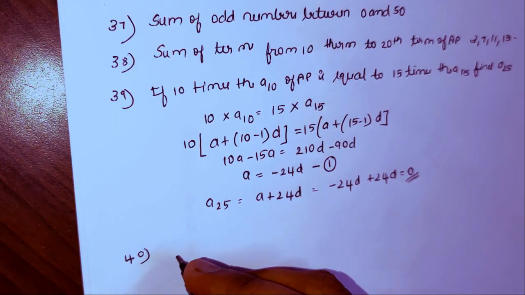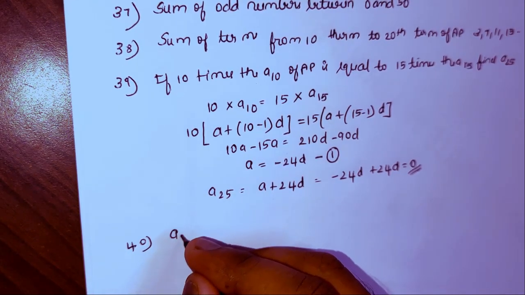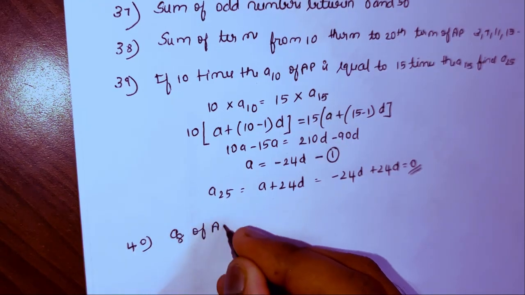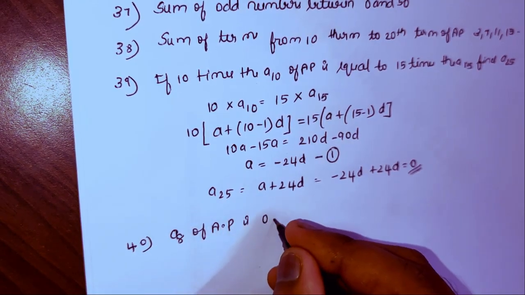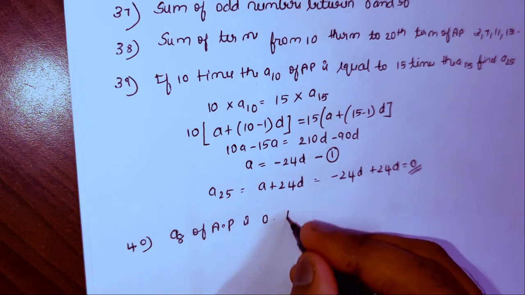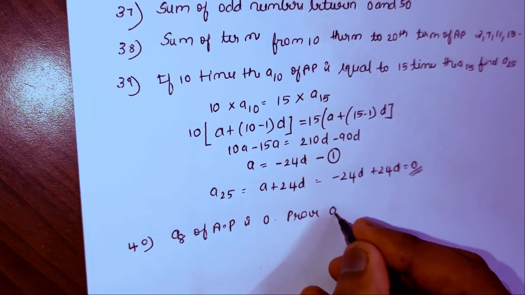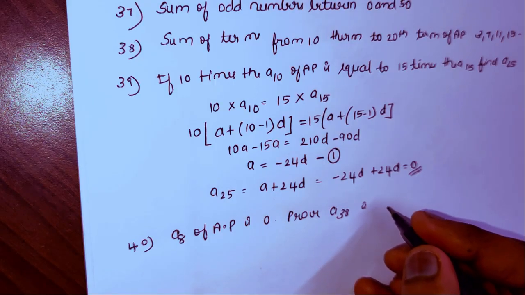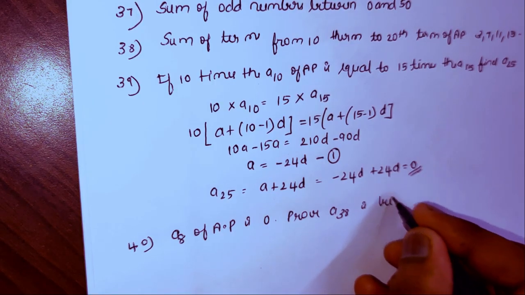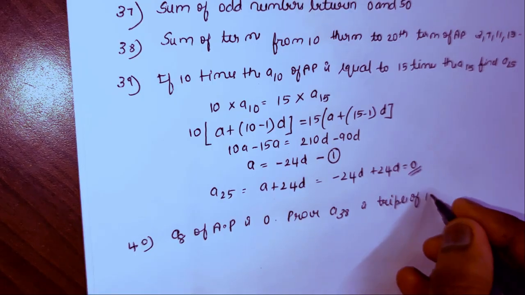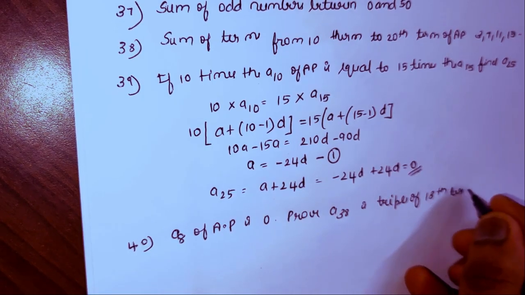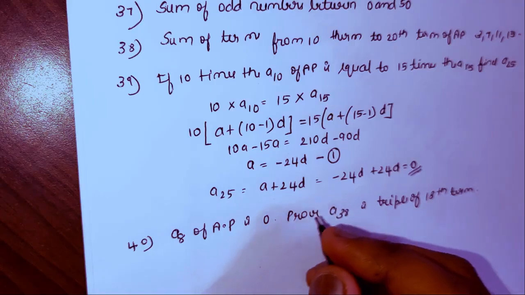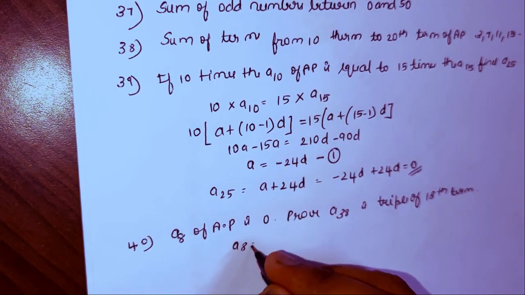40th question. The 8th term of an AP is 0. Prove the 38th term is triple of its 18th term. Here A8 is given as 0.